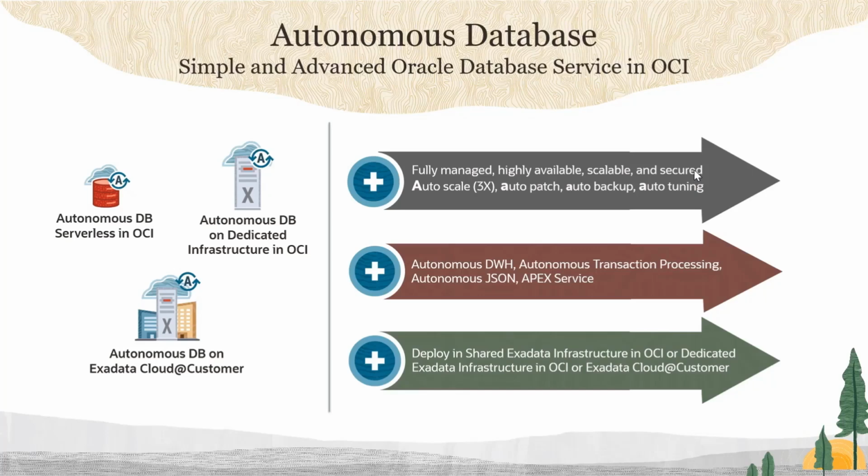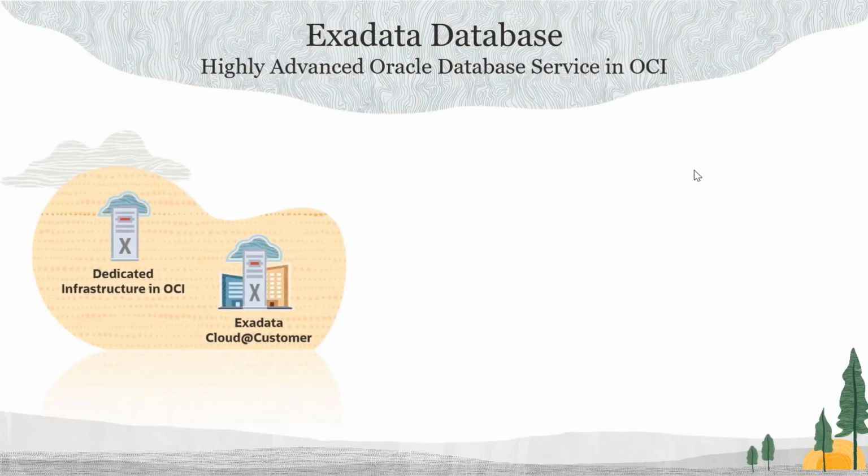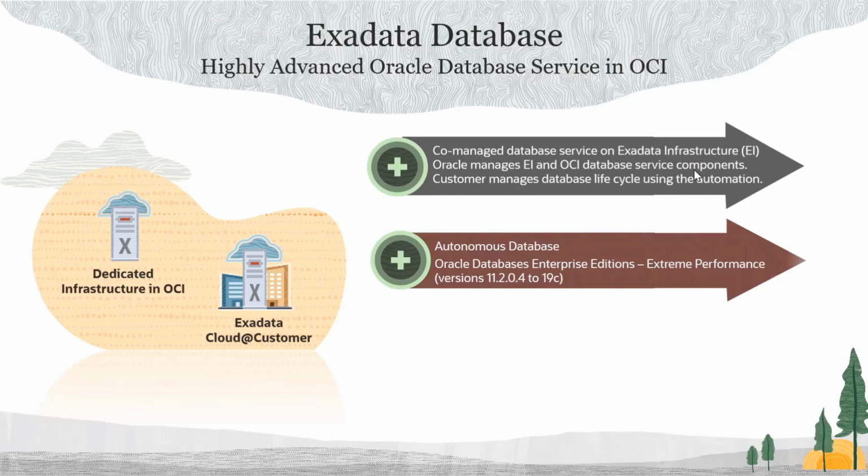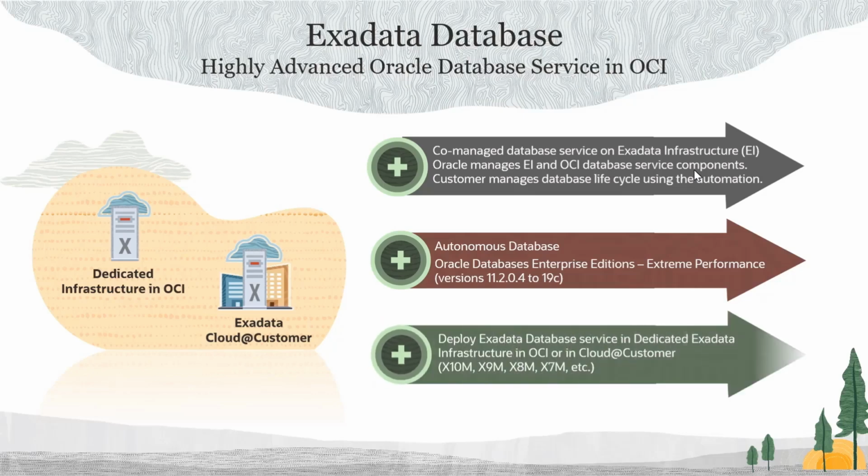Next, we have Exadata Database Service, which is a co-managed database service but delivers very high performance. Oracle manages the Exadata infrastructure and database service components, while the customer manages their database lifecycle in the infrastructure. It supports Autonomous Database provisioning, in which case it becomes a fully managed service, or you can provision Oracle Database Enterprise Edition Extreme Performance with version 11.2.0.4 and above. The deployment can be in dedicated Exadata infrastructure in OCI or Exadata Cloud@Customer.